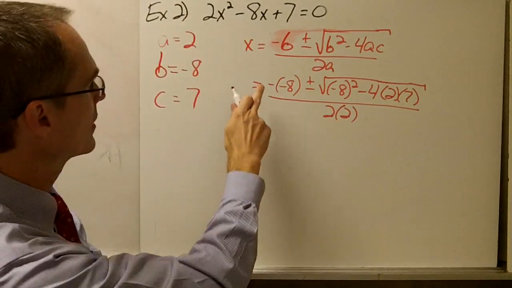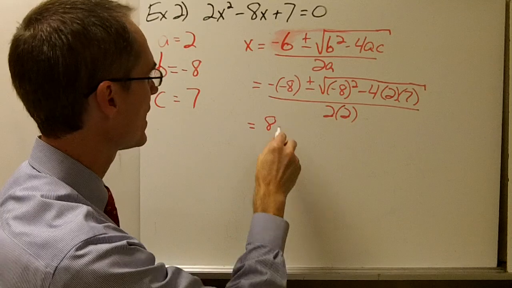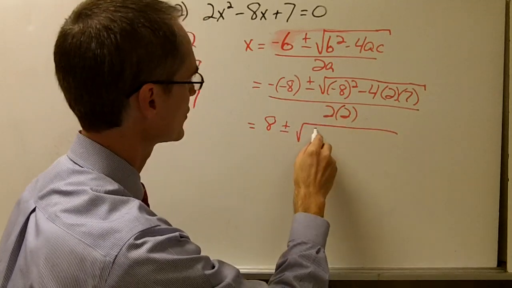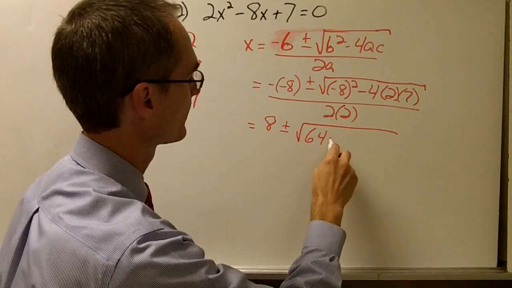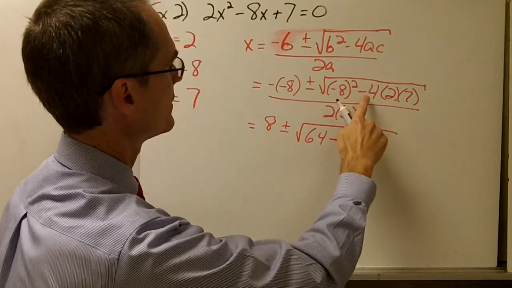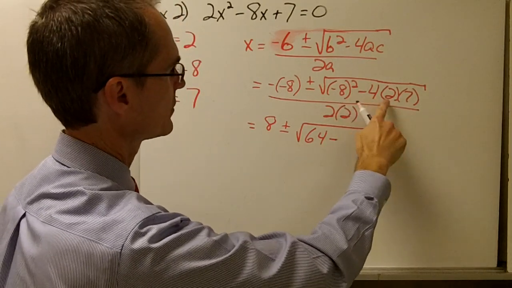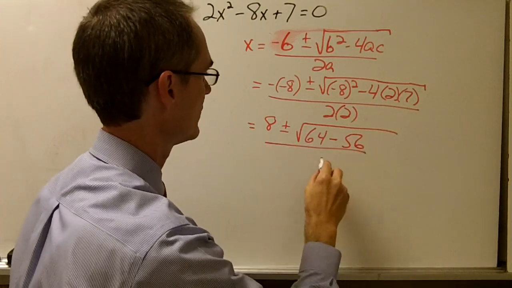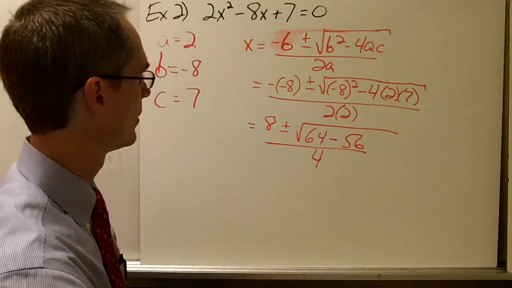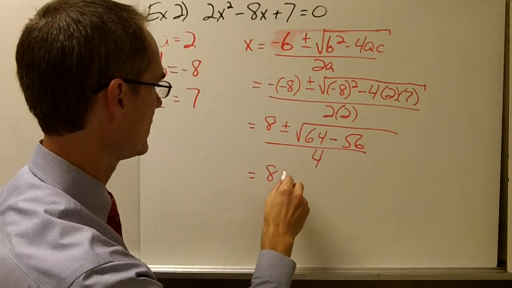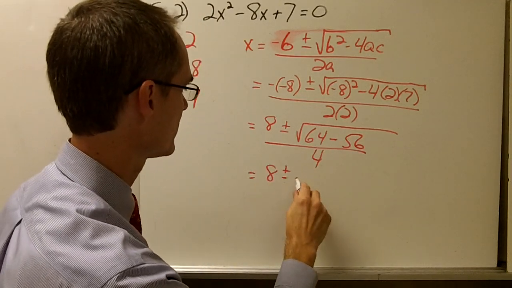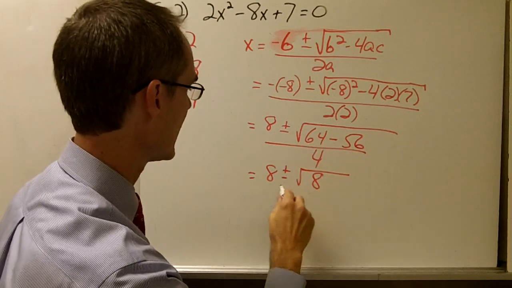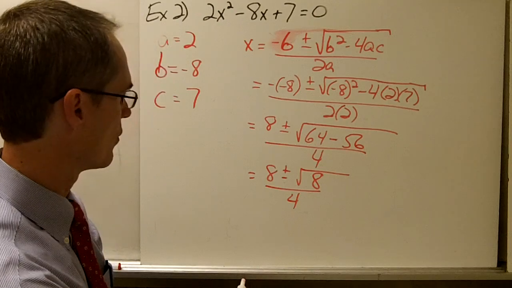All right, so let's see here. Negative 8, that's positive 8, plus or minus negative 8 squared is 64, minus, let's see, 4 times 2 times 7, 2 times 4 is 8, 8 times 7 is 56, divided by 2 times 2 is 4. All right, let's see, 8 plus or minus square root of, let's see, 64 minus 56, that's 8 over 4.